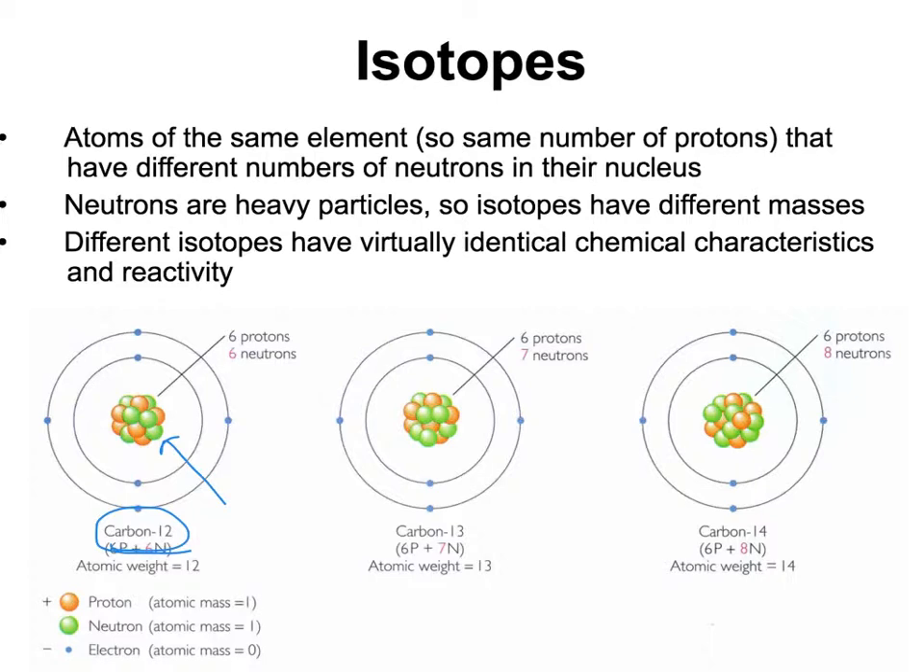That 12 number in the name carbon-12 is the mass number, and the mass number is equal to the number of protons and the number of neutrons in an atom.